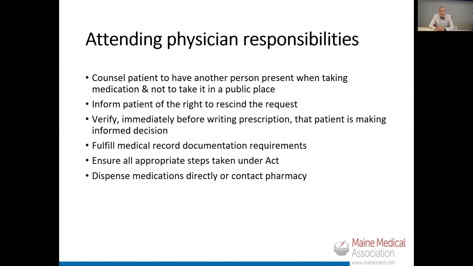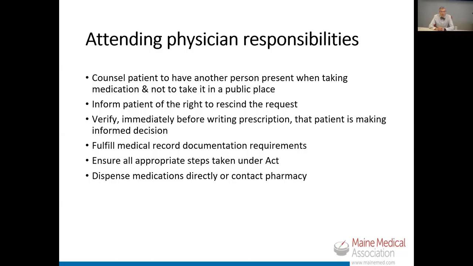Continuing with attending physician responsibilities, he or she will counsel the patient to have another person present when taking the medication and not to take it in a public place. Will inform the patient again of the right to rescind the request and verify immediately before writing the prescription that the patient is making an informed decision. So there are checks and balances built into the process under the law.